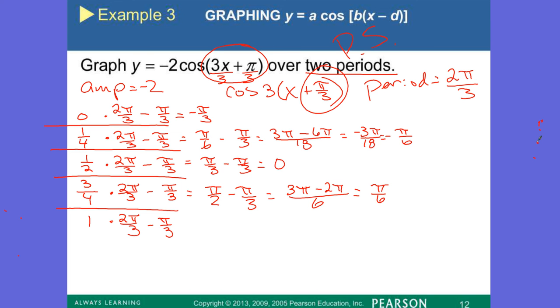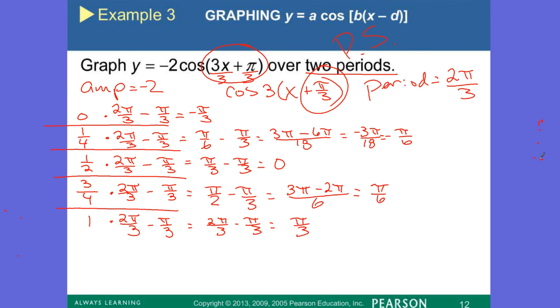Next one. This is going to give me 2 pi over 3 minus pi over 3. Straight across, because they're a common denominator already. So it's going to give me pi over 3. Now, this is 2 periods, because if I do my math right here, isn't this 1 period? Because this is 1/4, 2/4, 3/4, 4/4. 4 divided by 4 is 1.